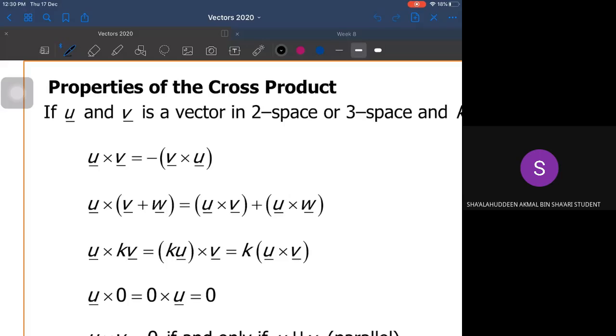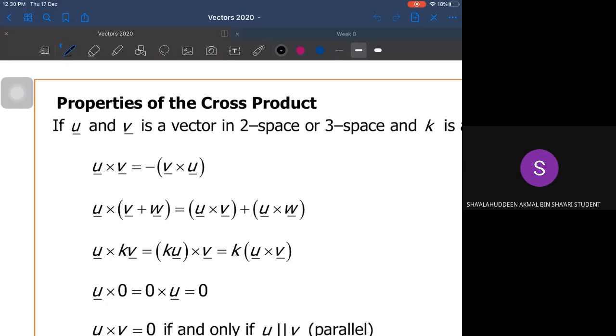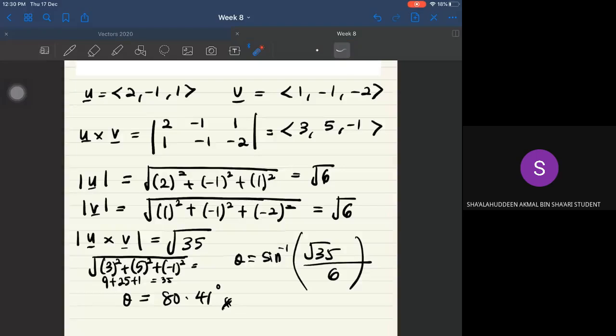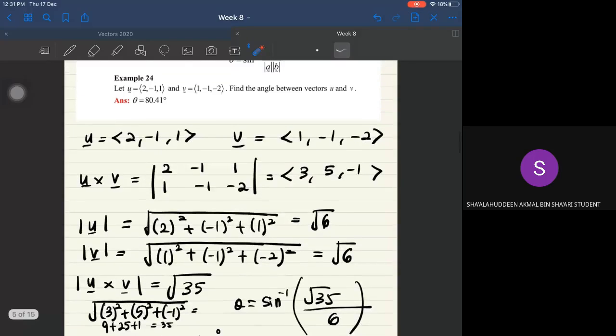Sama. Okay, cuba tengok properties ni. Ni yang saya maksudkan dengan awak. Okay, U cross V is not equals to V cross U. U cross V is equals to negative V cross U. Okay, so sebab itulah bila you nak buat cross product ni, you kena make sure apa yang you tulis ni. So the first row akan mewakili the first vector and the second row akan mewakili the second vector. Okay, be careful of that one.